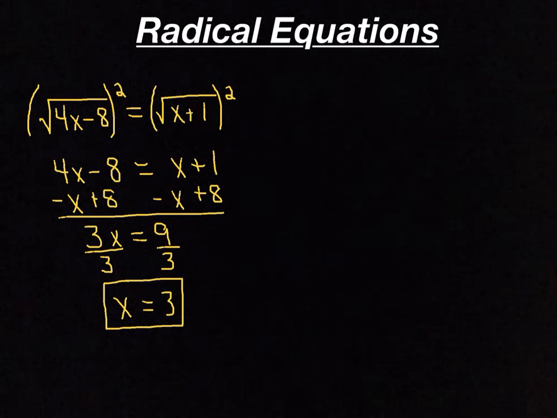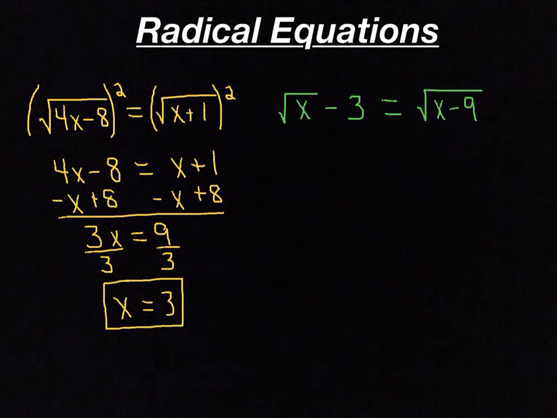4 times 3 is 12. 12 minus 8 is 4. The square root of 4 is 2, so the left side is 2. 3 plus 1 is 4. The square root of 4 is 2. So 2 equals 2. So x equals 3 is the answer for this first example.